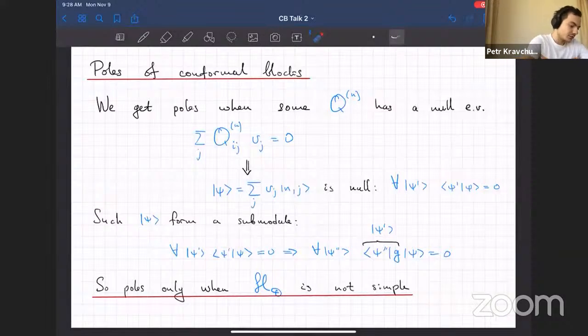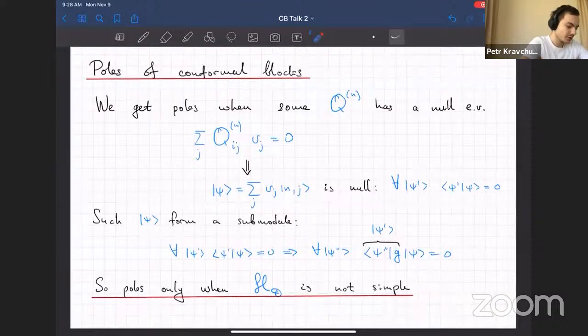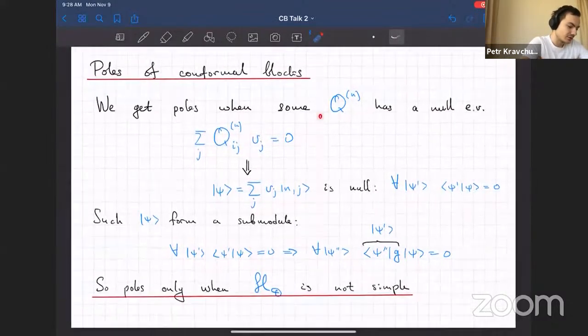So as I said, we get poles when some of the matrices Qn cannot be inverted. And if a symmetric matrix cannot be inverted, it means that it just has some null vectors. It has at least one vector Vj which it annihilates.